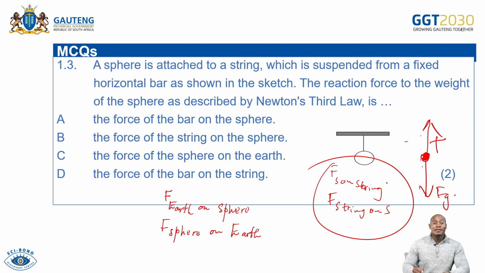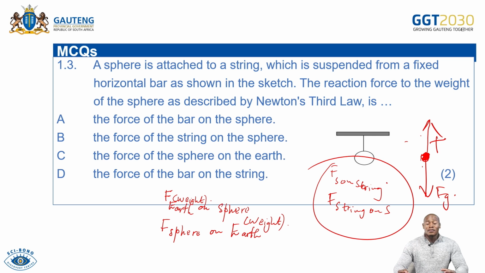Or you can say the force exerted by weight, right? Remember, weight is the gravitational force exerted by the Earth on objects on or near its surface. So instead of using the word Earth, you can use weight. So force weight on the sphere, and then force sphere on Earth, or weight. Right. So these are a pair of forces for the sphere.